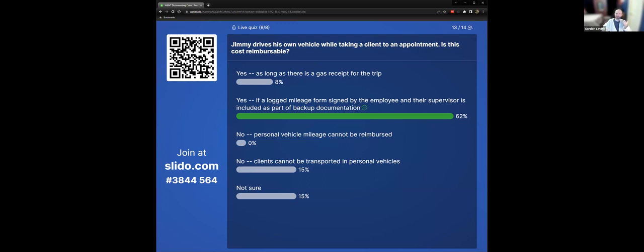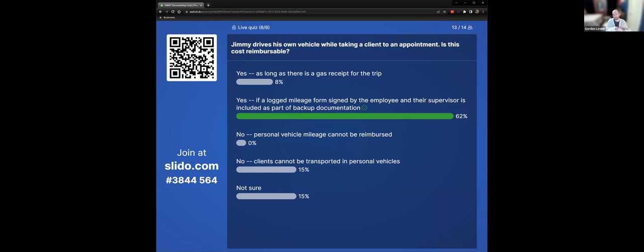Those of you who answered yes, as long as there's a gas receipt for the trip, yes, you do need some demonstration of purchase. But that's not the only thing, you need a demonstration that the thing occurred. Gas receipts, not necessarily necessary. It depends on how you do mileage reimbursements. A logged mileage form that is pegged to the federal mileage reimbursement rate is fine. Receipts may be required by your agency policy.